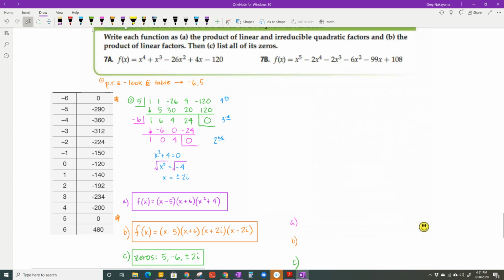7b. We have f of x equals x to the 5th minus 2x to the 4th minus 2x cubed minus 6x squared minus 99x plus 108. That's a 5th degree. That's a lot. But again, I'm starting with the factors of 108 over 1, so I don't have to worry about any of those fractions. So my possible rational zeros, again, really big numbers, so I'm going to go look at a table.